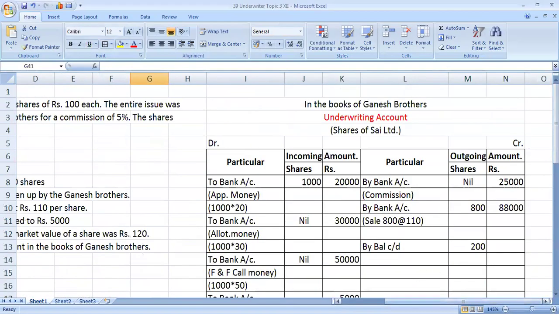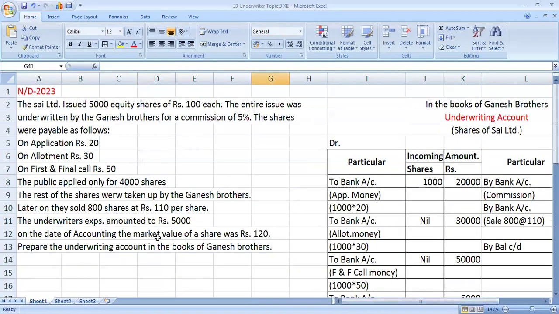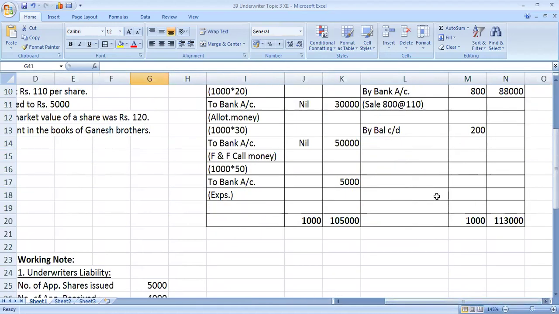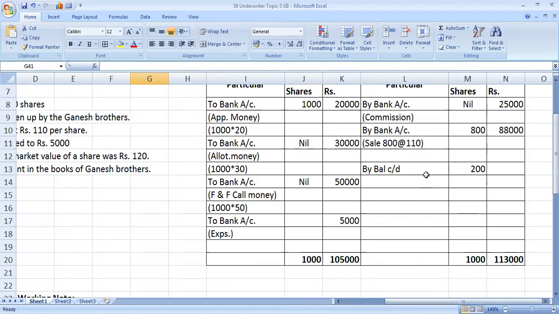In that question, on the date of accounting, the market value of share given was ₹120. Hence, closing balance should be taken on the basis of cost price or market price, whichever is less. Here the cost price is less than the market price. Equal to 16,000.